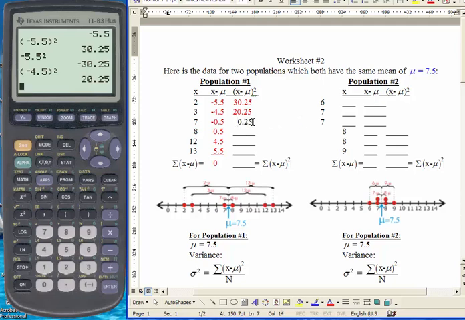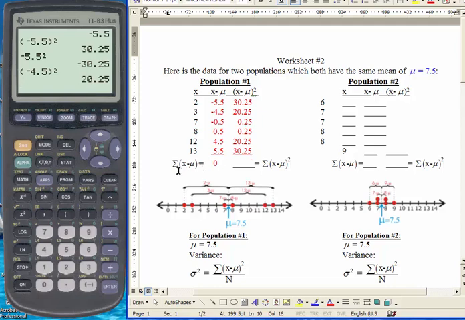Oh, let me make that red. There we go. And same thing here. You square that, it'll be a positive 0.25. And then you square a positive 4.5, and you're going to get a positive 20.25. And you square a positive 5.5, and you're going to get a positive 30.25.